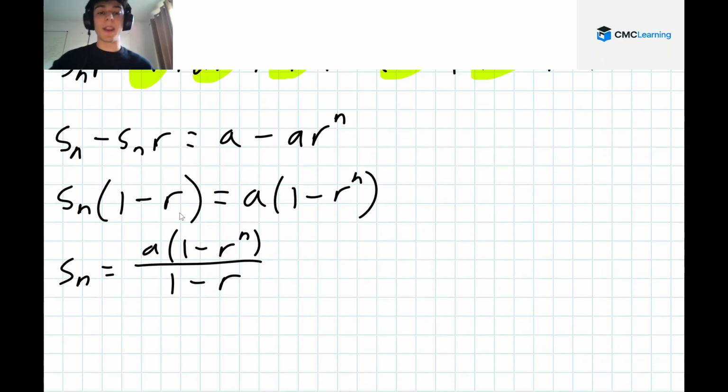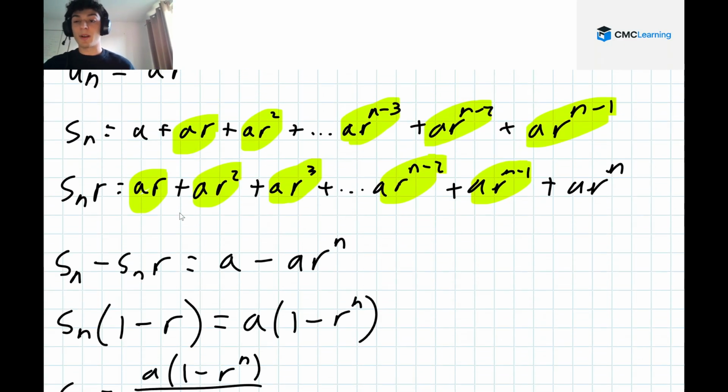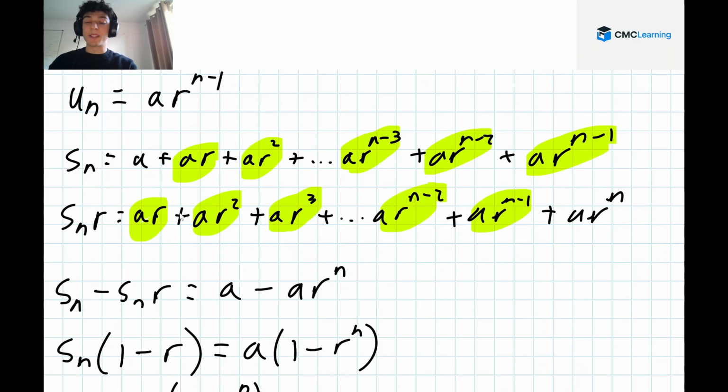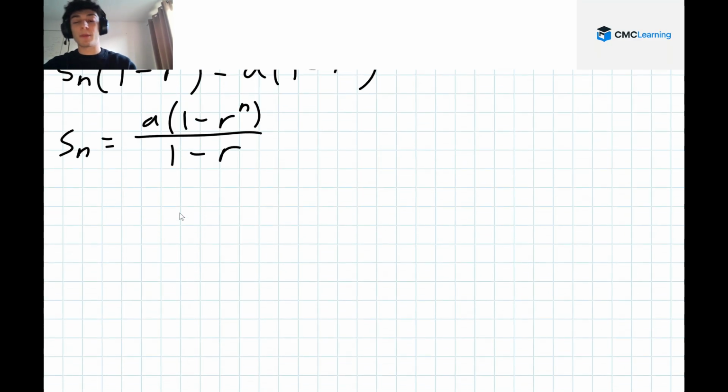There is, however, another way to do this, as I mentioned. Here we're doing the sum to n minus the sum to n multiplied by r. Well, why don't we do it the other way around? Sum to n multiplied by r minus the sum to n. Let's have a look at what we get.